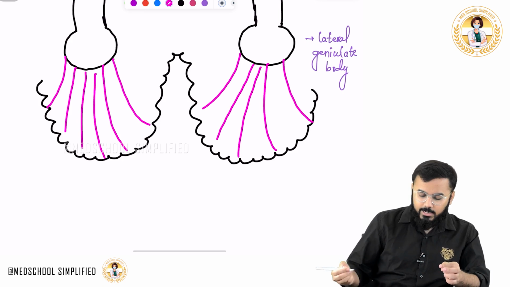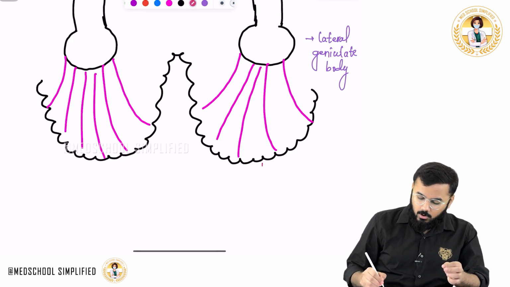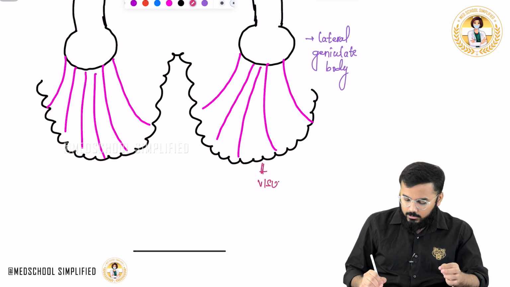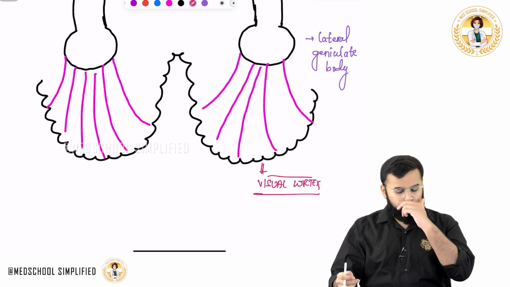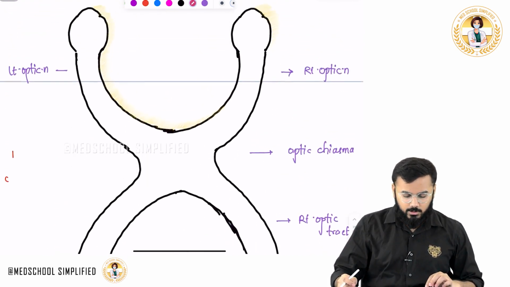And where are these optic radiations going? These optic radiations are all the way going to your visual cortex. This is your visual cortex. Where is your visual cortex present? The occipital lobe is nothing but your visual cortex. So this is the occipital lobe, the visual cortex.